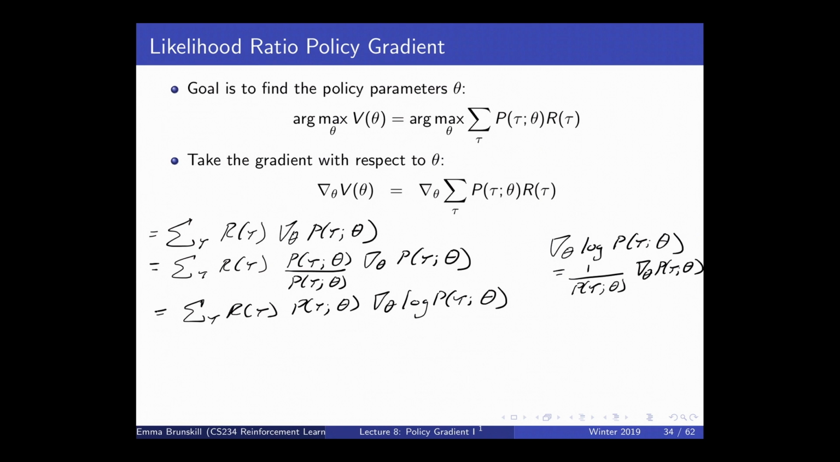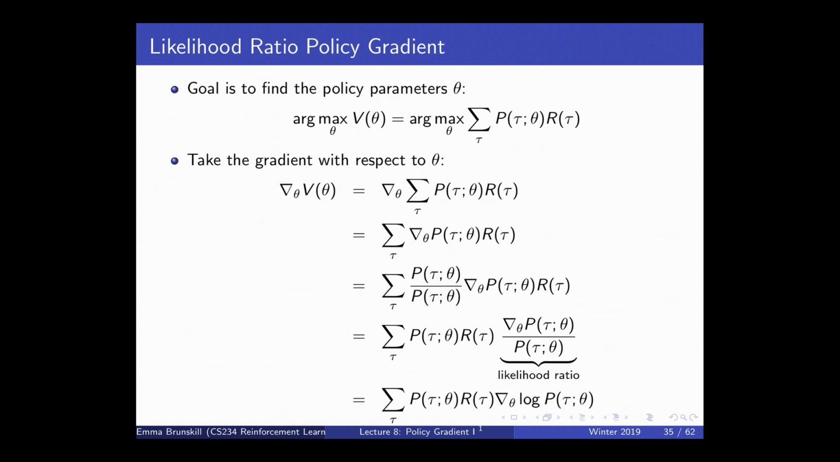In particular, this transformation is going to be very useful when we think about wanting to do all of this without knowing the dynamics or reward models. We're going to need to get reward in terms of a trajectory, but we want to be able to evaluate the gradient of a policy without knowing the dynamics model, and this trick is going to help us get there. This is often referred to as the likelihood ratio, and by doing this, it's exactly the same as the gradient of the log.